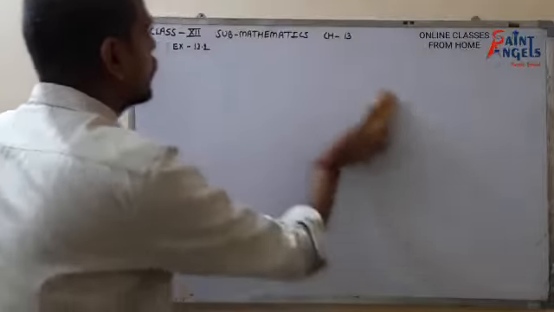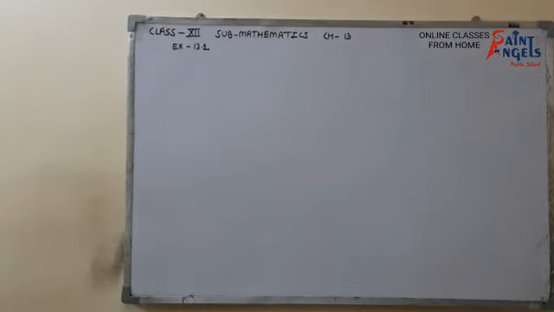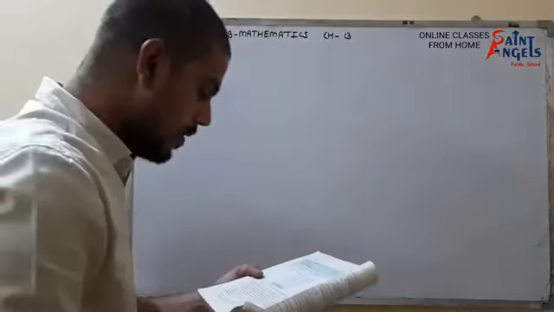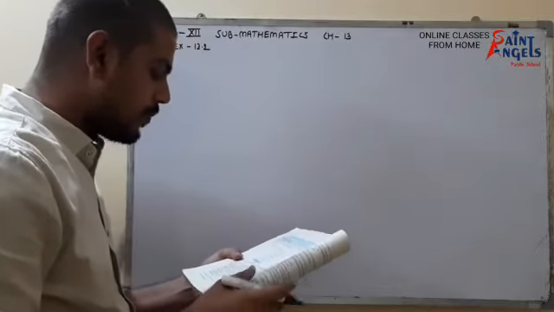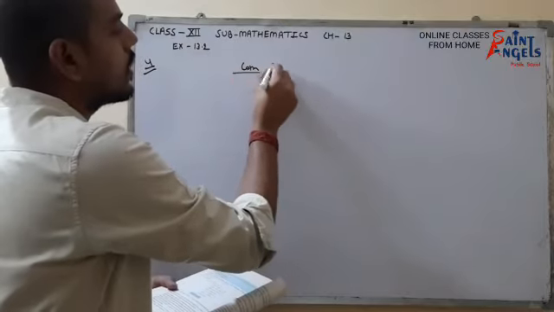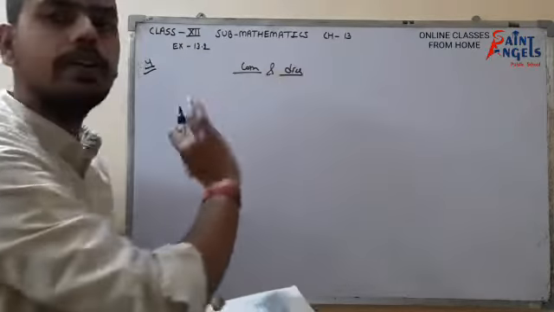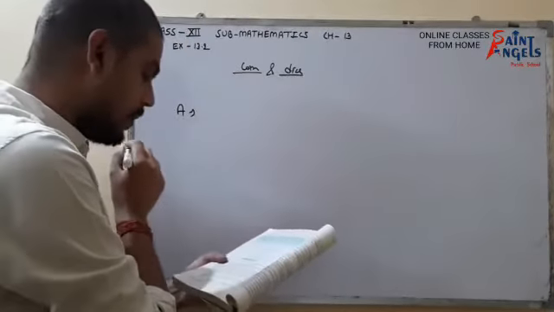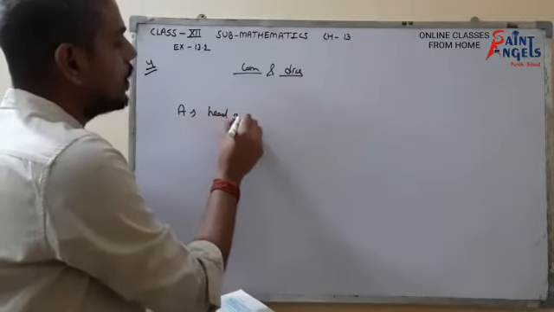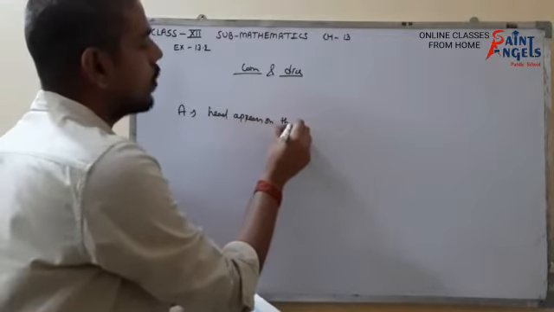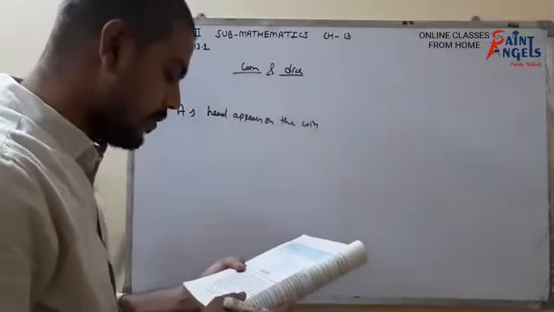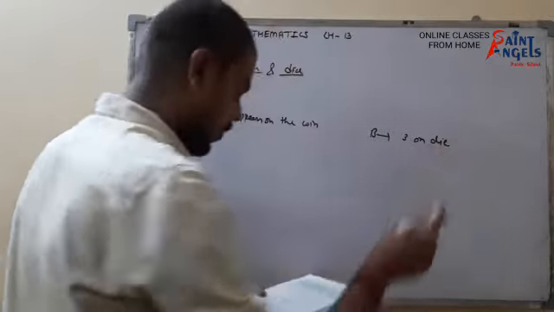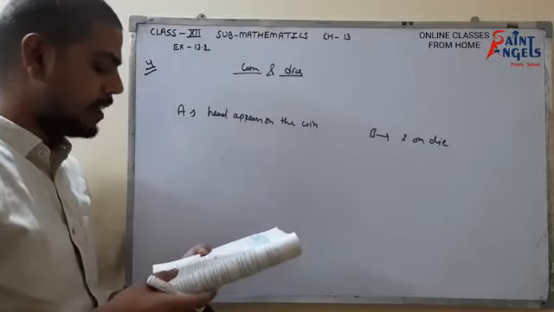Now look at question number 4. In question number 4 we have a fair coin and an unbiased die that are rolled. We have a coin and a die, and we have rolled them together. Let A be the event that head appears on the coin, and B is the event that 3 appears on the die. Now we have to check whether A and B are independent events or not.